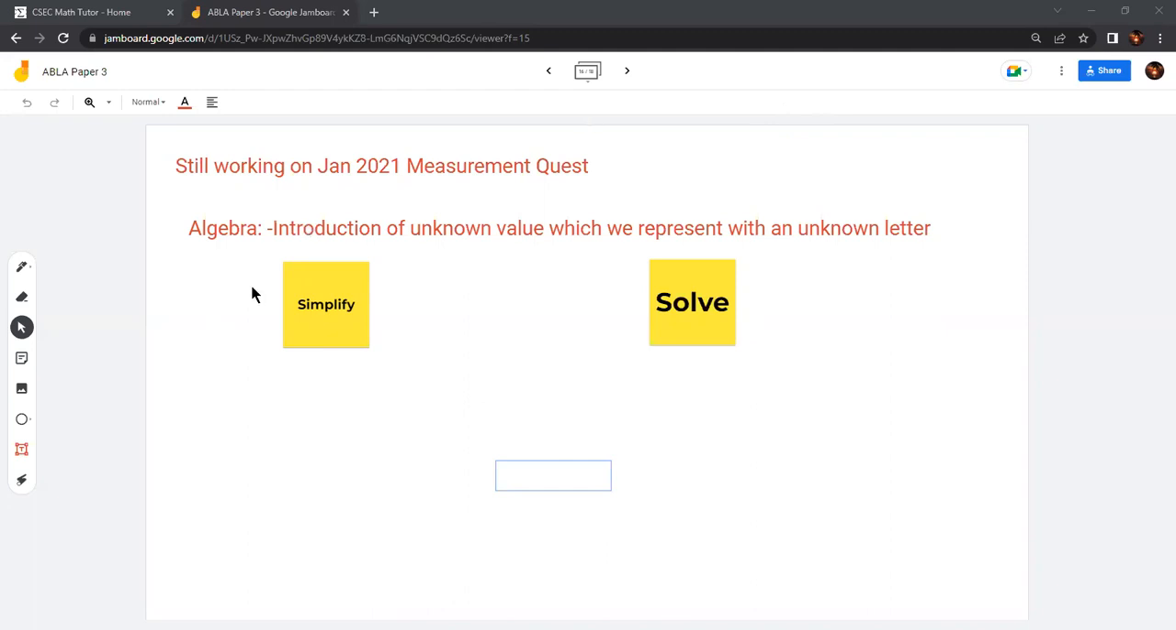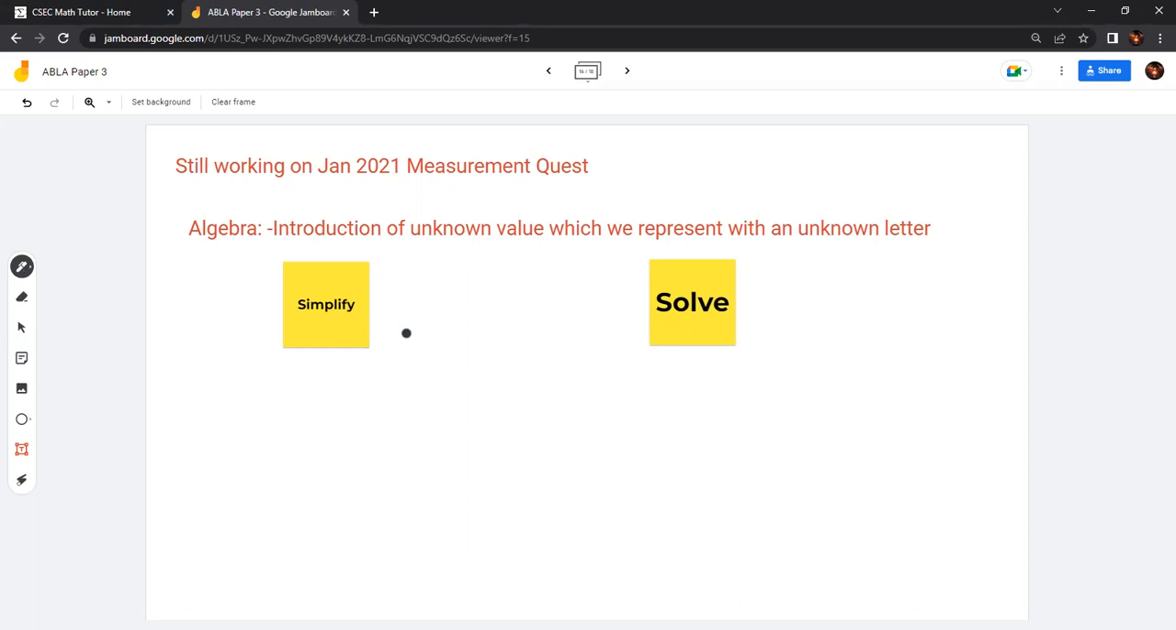With respect to algebra, there are two main categories that we're going to look out for. There are others, because there's substitution and so on, but what I'm going to look at is simplifying and solving.